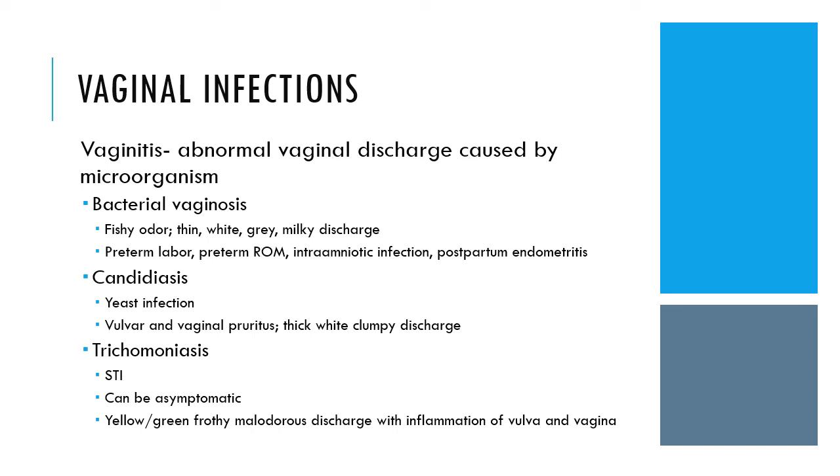Trichomonas is another sexually transmitted infection that can be asymptomatic, but oftentimes they will experience a yellow to green malodorous discharge and have inflammation of the vulva and vagina, and irritation. Okay. We treat this with nitroimidazoles. Okay. And this can have some effects on the baby. I didn't cover it here, so don't worry about it. But just know that each of these vaginal infections can have lasting effects on that fetus if they're not treated.